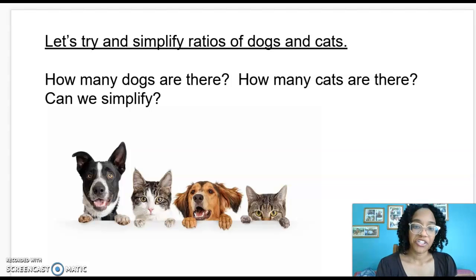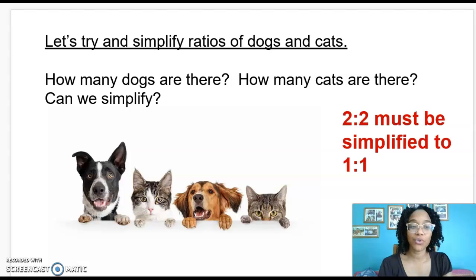Now, let's look at this next picture. How many dogs are there and how many cats? This time we have 2 and 2. So we have to simplify this ratio to 1 to 1. In this case, we're dividing both sides by 2 because obviously the number 2 can be divided by itself.